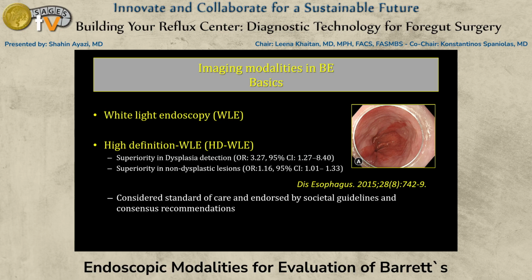The very basic technique is white light endoscopy, but there are numerous studies that have shown that high-definition white light endoscopy provides superior detection rate, both in terms of dysplasia and non-dysplastic lesions. As a result, high-definition white light is now considered a standard of care and is endorsed by all the society guidelines and consensus recommendations. So if you are managing patients with Barrett esophagus, this is the minimum you need to use.